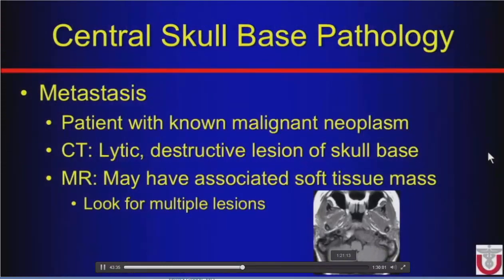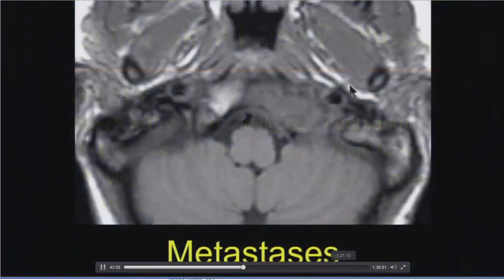So METs, if we have a marrow replacing process of the central skull base, and again, anytime we have clinical history it's going to deviate us one way or another. So any marrow replacing process, we think about METs, myeloma, lymphoma, leukemia, plasmacytoma, anything that can replace the normal fat that's in the skull base. So if a patient has a known malignant lesion, and we see something like this axial T1 pre-contrasted study, where we're replacing that normal marrow, we're going to think about a metastatic focus at that site.